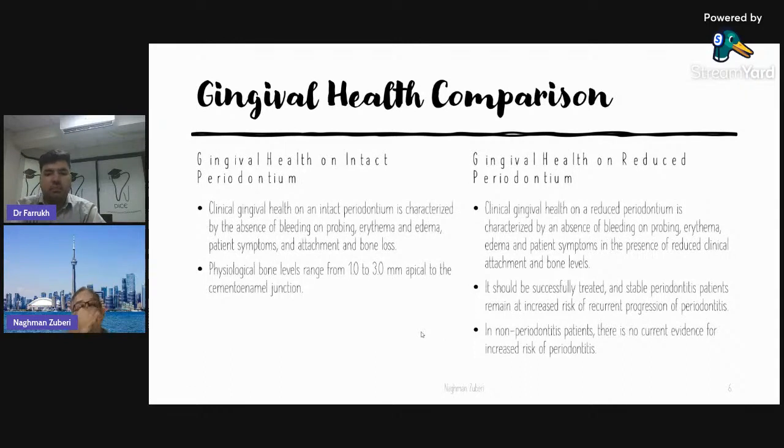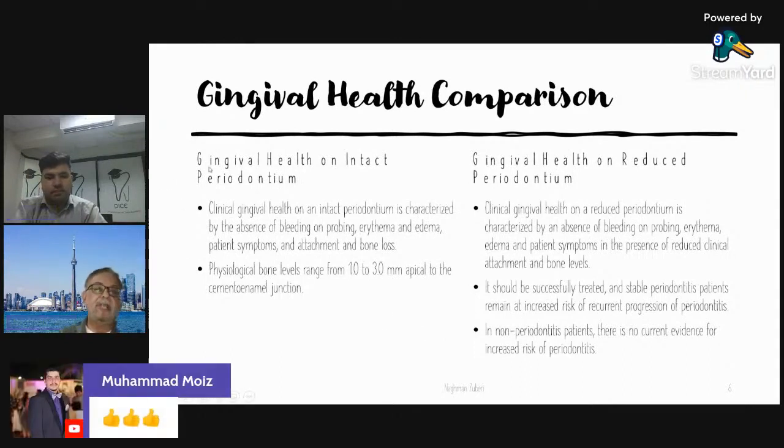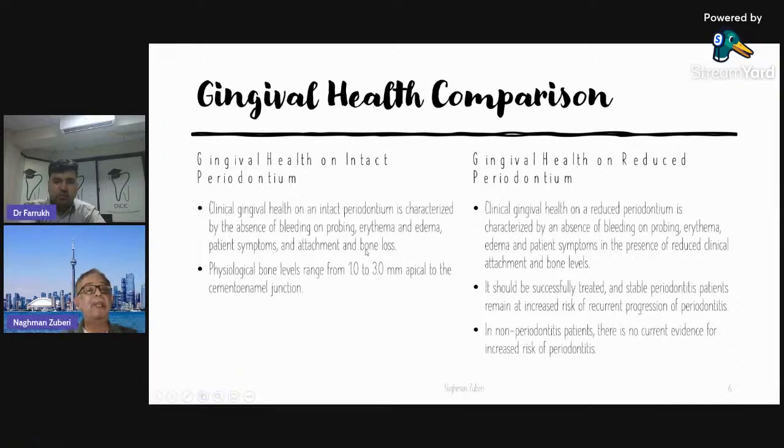Gingival health comparison, if we talk about it. Gingival health on the intact periodontium: clinical gingival health on an intact periodontium is characterized by the absence of bleeding on probing, erythema and edema, patient symptoms, and attachment and bone loss. Physiologic bone levels range from 1 to 3 millimeter apical to the cemento enamel junction.